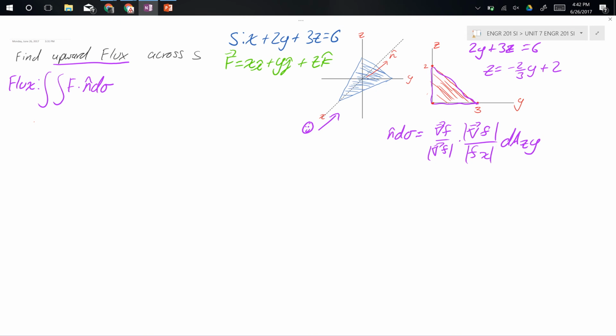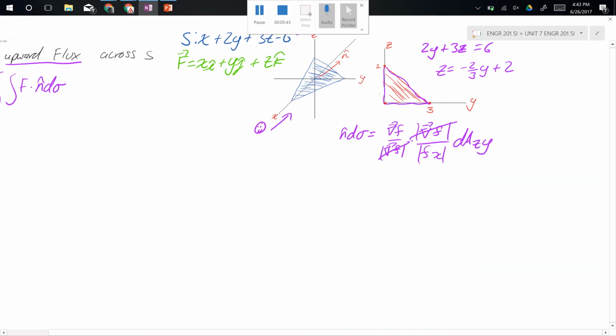So to actually evaluate this, and just to show you, the magnitudes here cancel. So you don't have to worry about finding the magnitude of del f. You just have to worry about doing del f over fx times dA zy. So del f is really simple. Del f is just going to, you have to take your surface and make it equal to a function of x, but it has to be equal to a constant first. Since we already have up here x plus 2y plus 3z equal to 6, 6 being a constant, we can set this equal to a function.